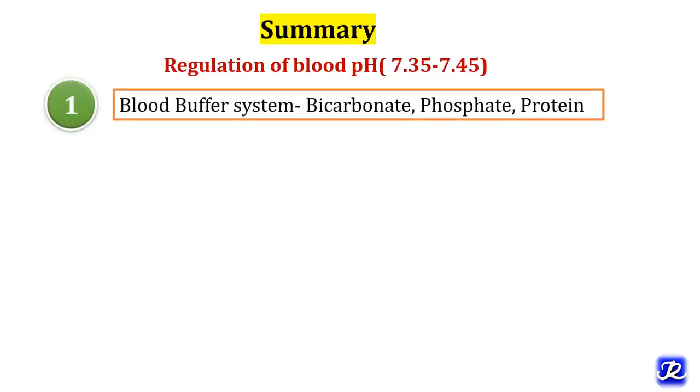Regulation of blood pH is brought about by three different mechanisms. The first one is blood buffer system. Bicarbonate buffer is the most important extracellular buffer. There are other buffers which are also important, such as phosphate buffer, protein buffer, hemoglobin buffer. But this blood buffer system is a temporary mechanism for regulation of blood pH.